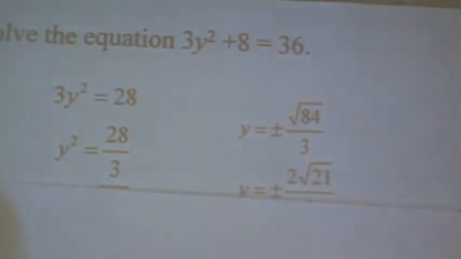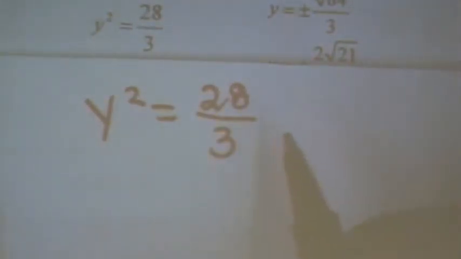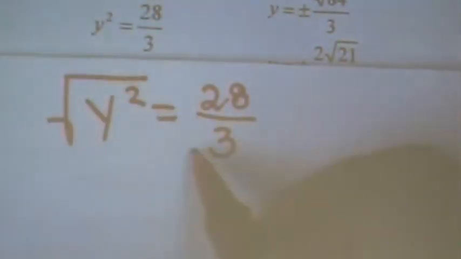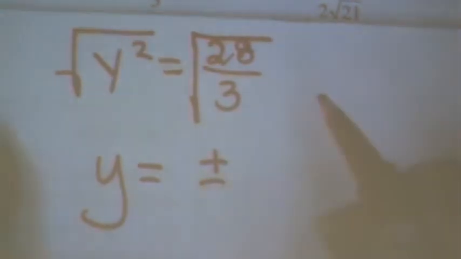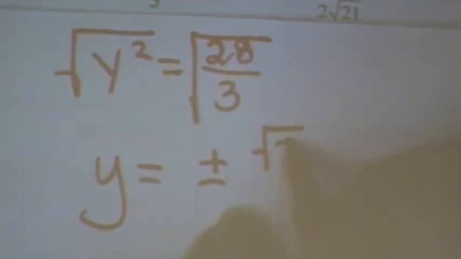Subtract 8 from 36, you get 28. Divide by 3. Now, what do? Now you've got y squared is equal to 28 thirds. So we just learned that's why I did what I did. Square root both sides, right? So y is equal to plus or minus. I want you to simplify this answer. See this? This is really square root of 28 over the square root of 3. Can you simplify this square root of 28?